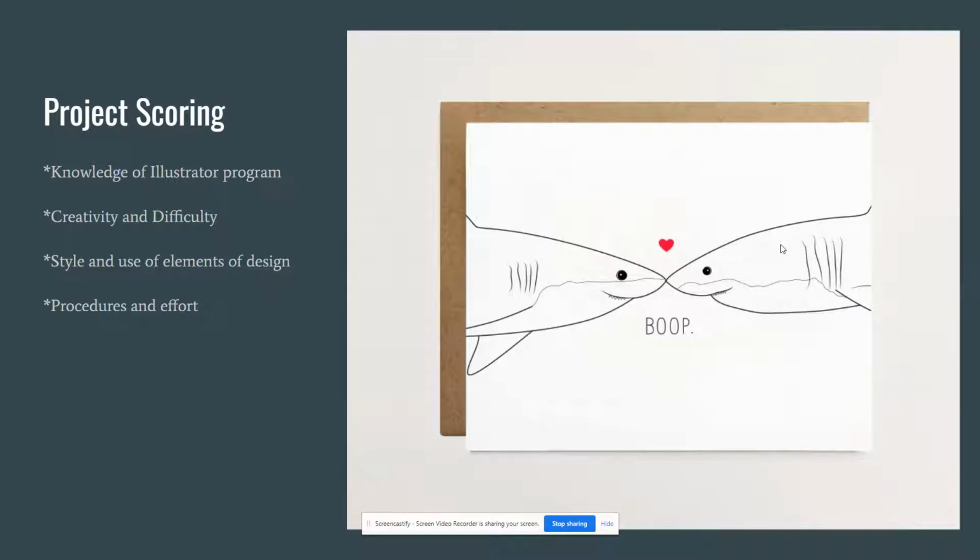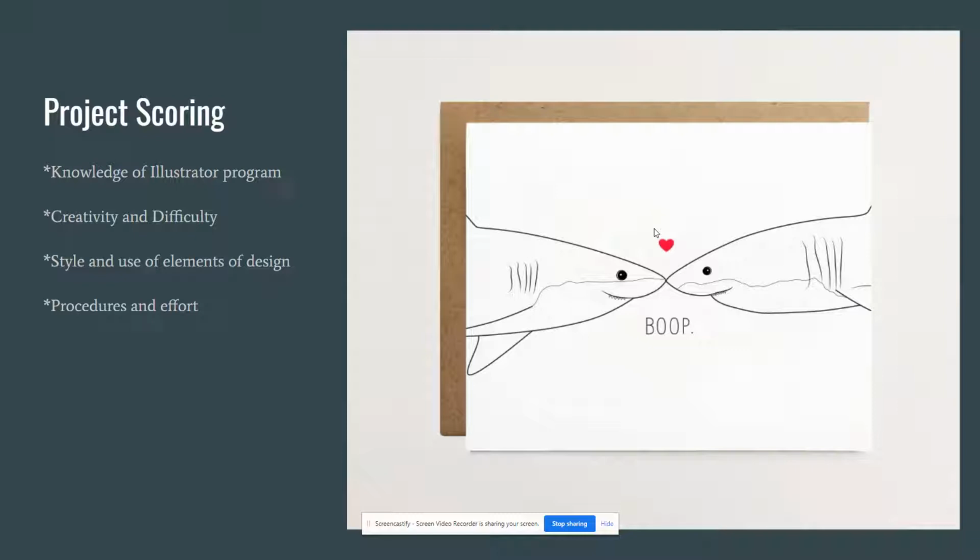Here's what I'm going to be looking at when I score this. I'm going to look at your understanding of the Illustrator program. So if I'm seeing just one basic little heart and that's it, guess what? Not the greatest grade. You have to show me you're starting to get some of this stuff. Okay, we're towards the end of the semester now. You should be feeling a little bit more comfortable in Illustrator.